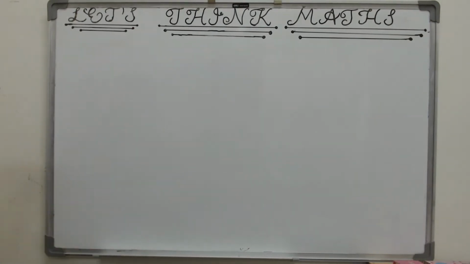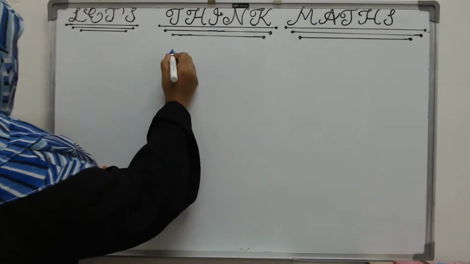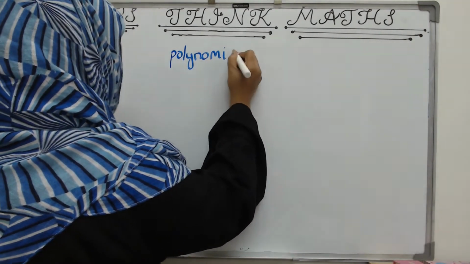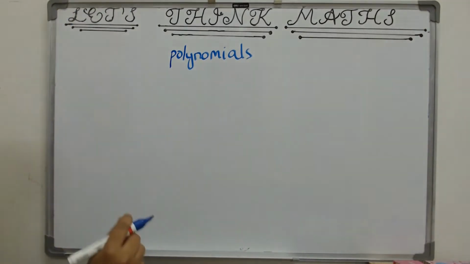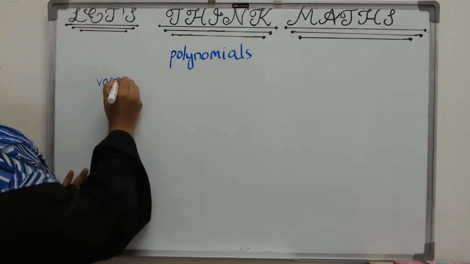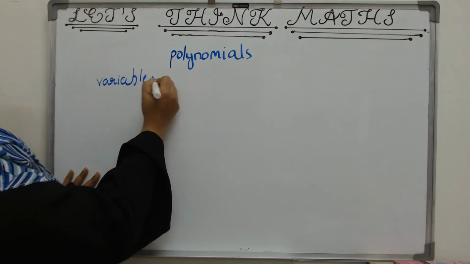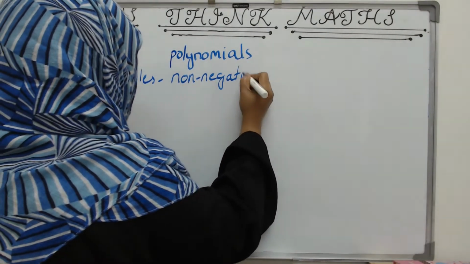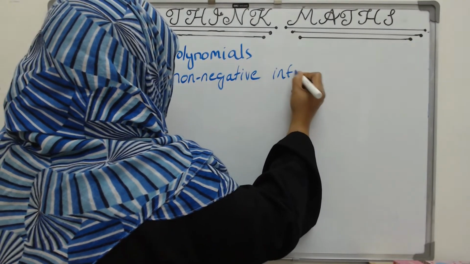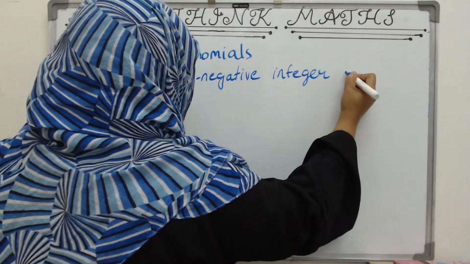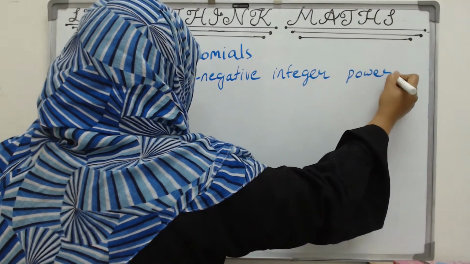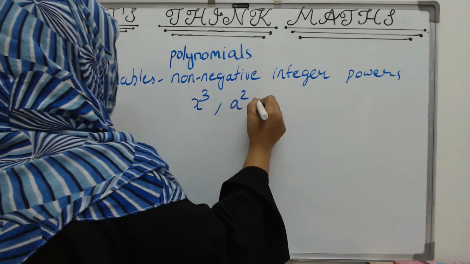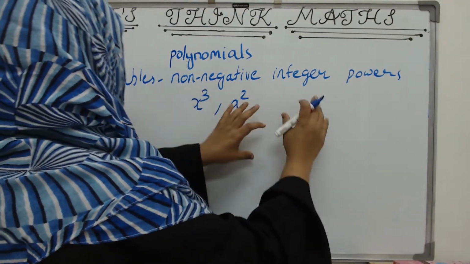Next, we will see a kind of algebraic expression which are called the polynomials. Now, the polynomials are algebraic expressions where the variables have non-negative integers as their powers. That means you can have x raised to 3, a raised to 2. You can have this sort of variables.